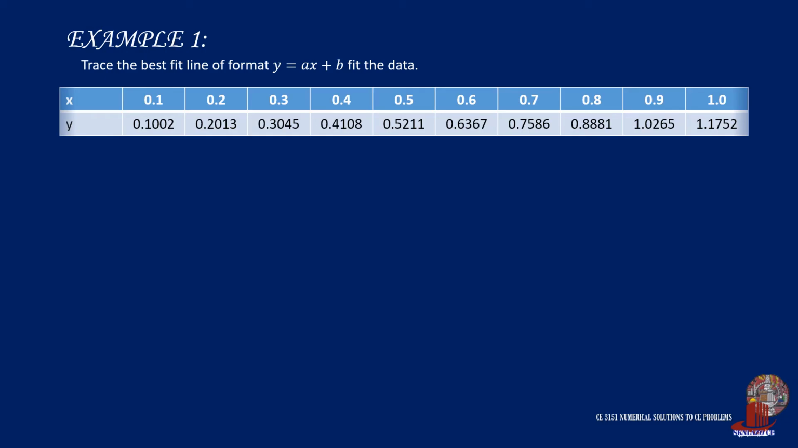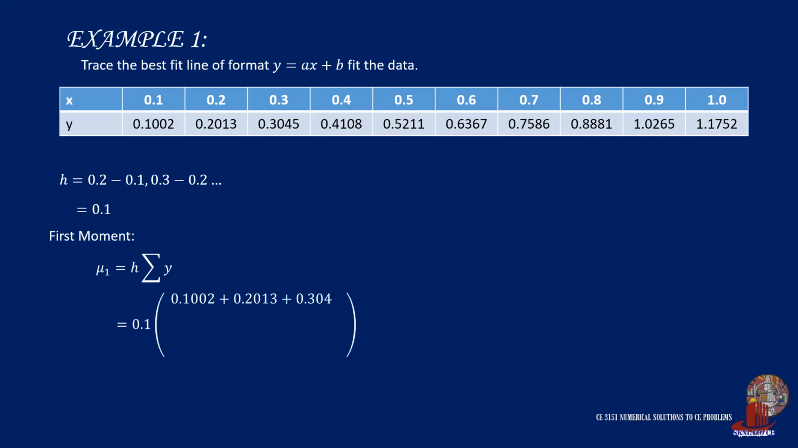Let's show the procedure with an example, considering the best fit line with y equal to ax plus b format for the following set of data. H is then computed as 0.2 less 0.1, or 0.3 less 0.2, which yields 0.1. The first sample moment is determined using the formula, h of 0.1 multiplied by the summation of all the values of y in the table.